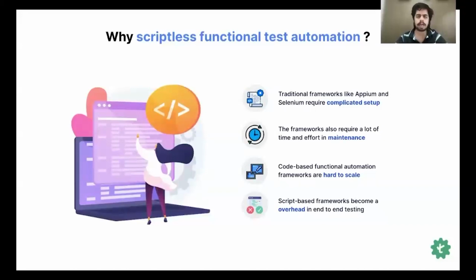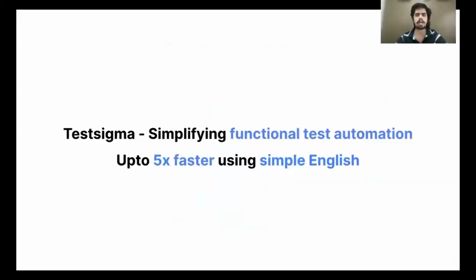This is why it is advisable to have a tool that can help you automate the repeatable components of your functional tests and help you improve your test coverage without having to write tons and tons of scripts, which is where a tool like Testsigma comes into play. Testsigma helps you simplify functional test automation by helping you record and execute functional tests up to 5 times faster than conventional test automation systems using just simple plain English.